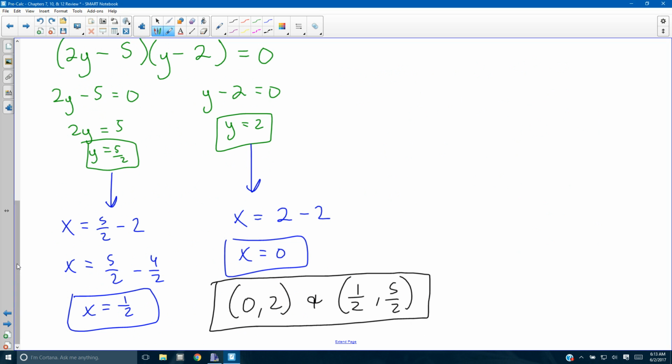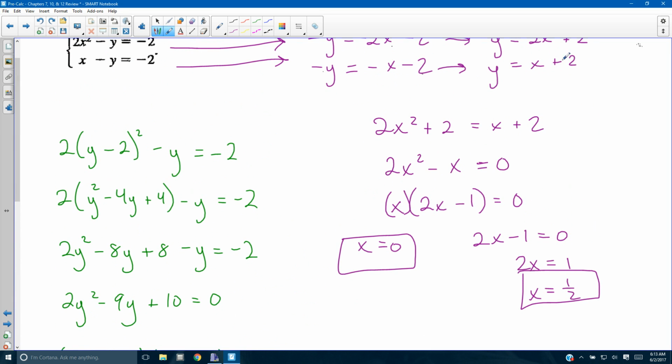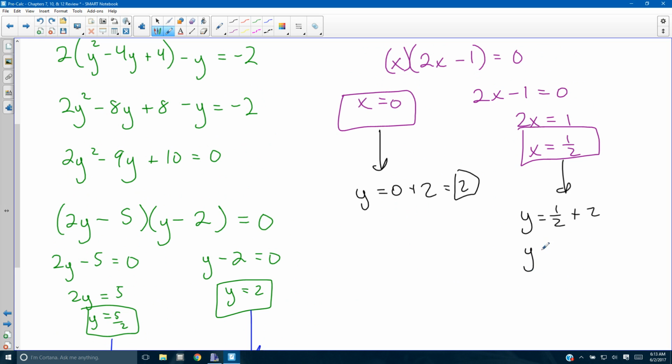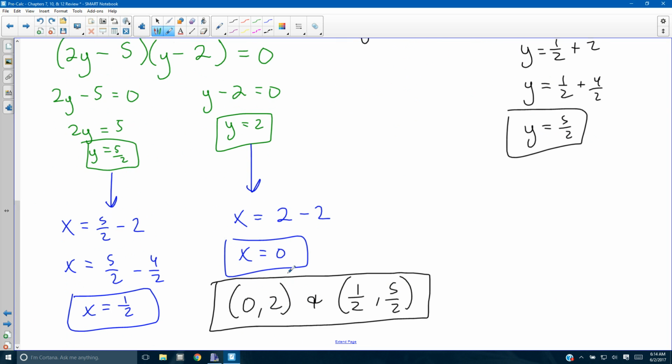Now let's find the y values in either equation. Let's go ahead and use the bottom one here, y equals x plus 2. If y equals x plus 2, you can either say y equals 0 plus 2, which is 2, or y equals 1/2 plus 2, which kind of seems like we're going in circles from the previous problem, which is 1/2 plus 4/2, which is 5/2. So once again, your 2 points of intersection are 1/2 comma 5/2, and notice these have to associate with one another, and 0 comma 2. 1/2 comma 5/2 and 0 comma 2. Those are your two answers.